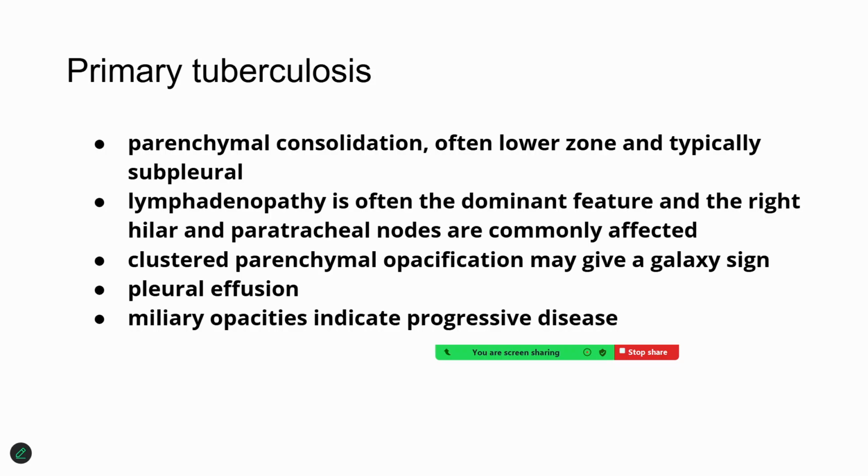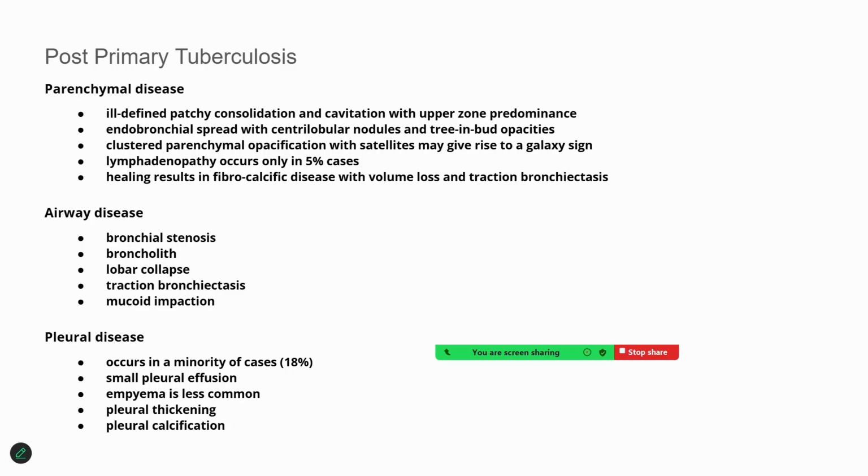The typical radiological evidence could be either a consolidation, parenchymal consolidation, usually in the lower zone and in the subpleural area. Now, I'll show you some examples of these. Or it could be simply a lymphadenopathy, or there could be cluster parenchymal opacification, or a pleural effusion, or a miliary tuberculosis may also be seen occasionally. I will show you examples of these, what we mean by that.